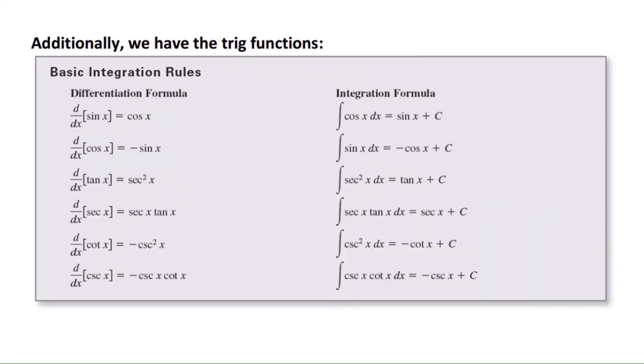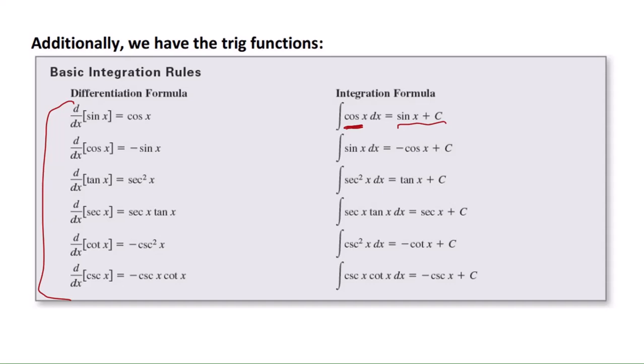And we can't forget our trig functions. Our differentiation rules are over here on the left. Take each one of those and compare it to what we have on the right. Notice if I start with cosine x inside my integral, you've got to keep in mind that's the derivative of something. Well, what's that the derivative of? Sine x. And so we've got sine x plus some constant as the antiderivative.